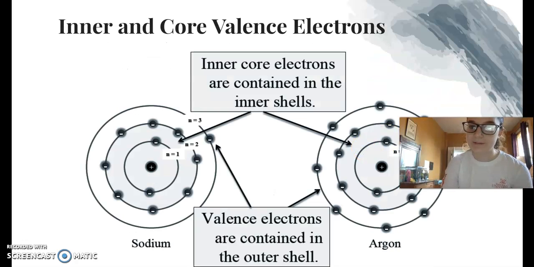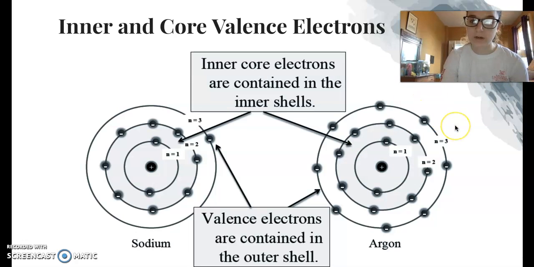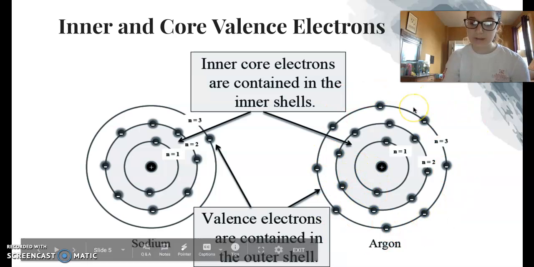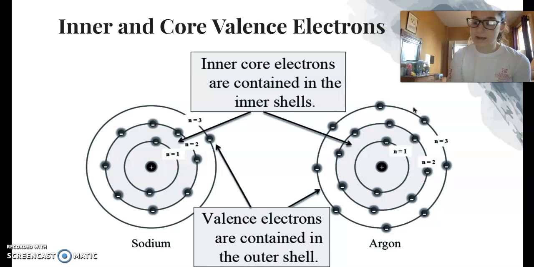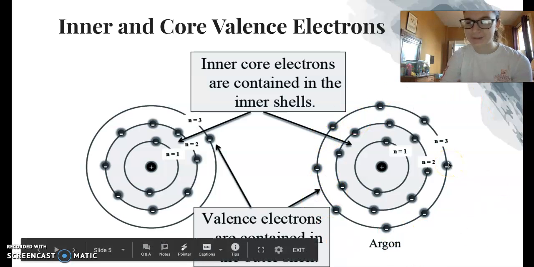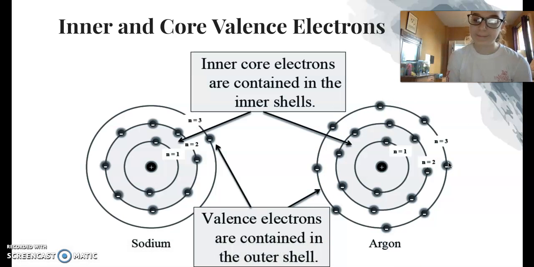We also have inner core and outer core or valence electrons. Inner electrons are contained in inner shells and valence electrons are in the outermost shell. Elements can have up to 8 valence electrons, and valence electrons are always in the s and p subshells of the outer shell. The orbital model here doesn't really show what s and p mean, but we'll get into that a little bit later.